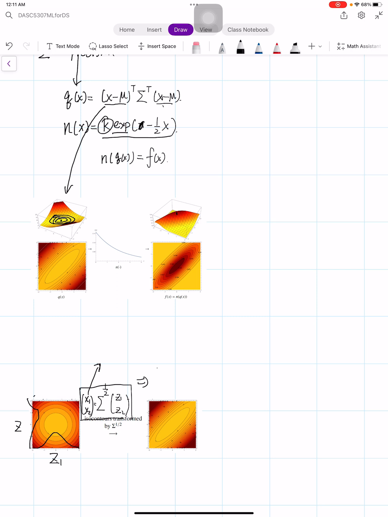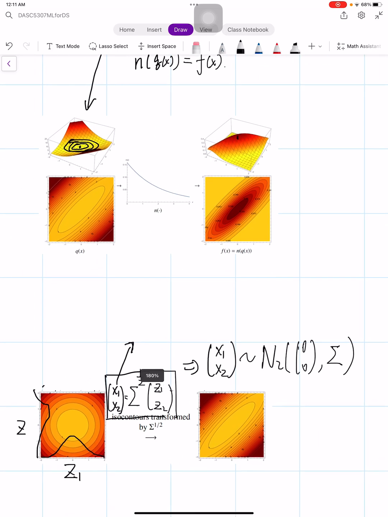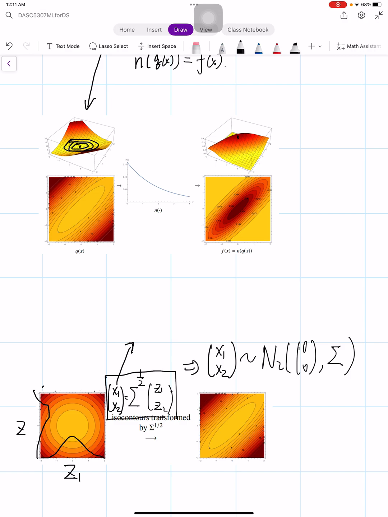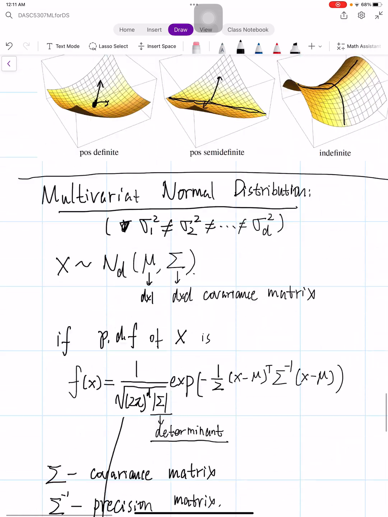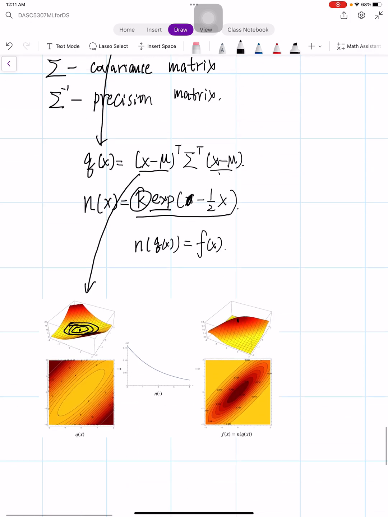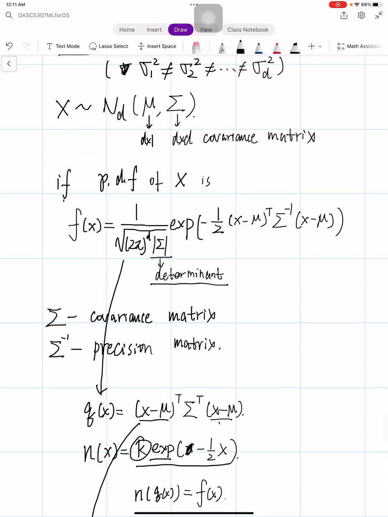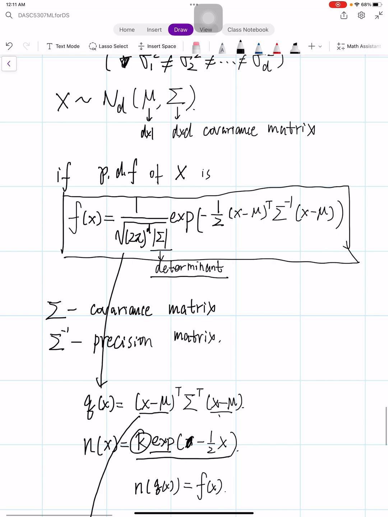So this implies X1, X2 will follow a bivariate normal distribution with mean 0 and covariance matrix sigma. If you want to have some average, you just shift this, and you get a general normal distribution. So for today's lecture, if you don't understand the quadratic forms, that's fine. The punchline is that we just gave you one way to derive the multivariate normal distribution.